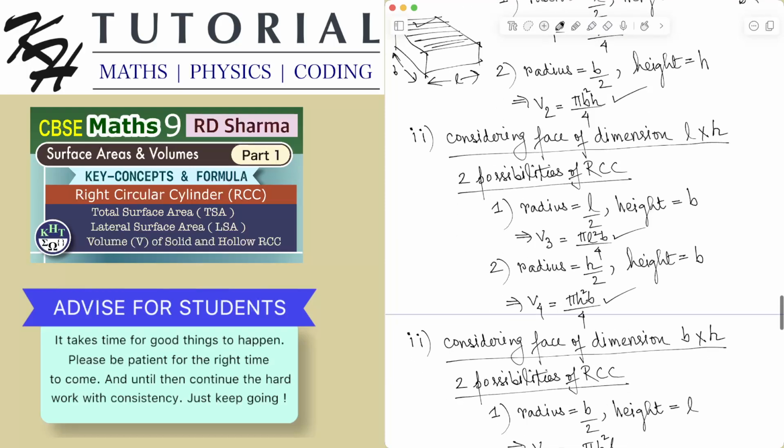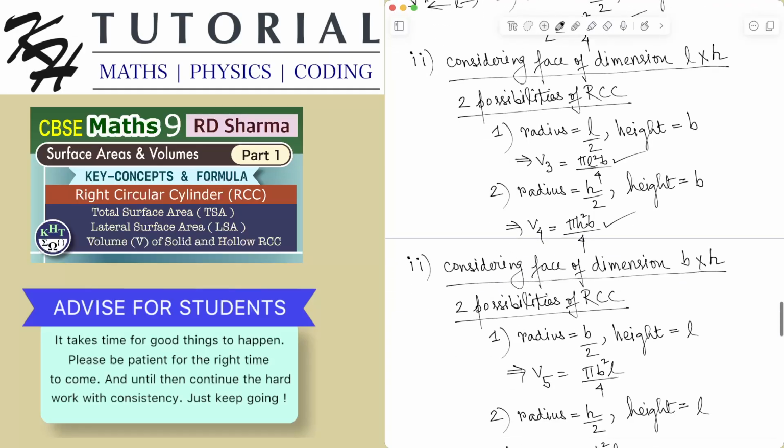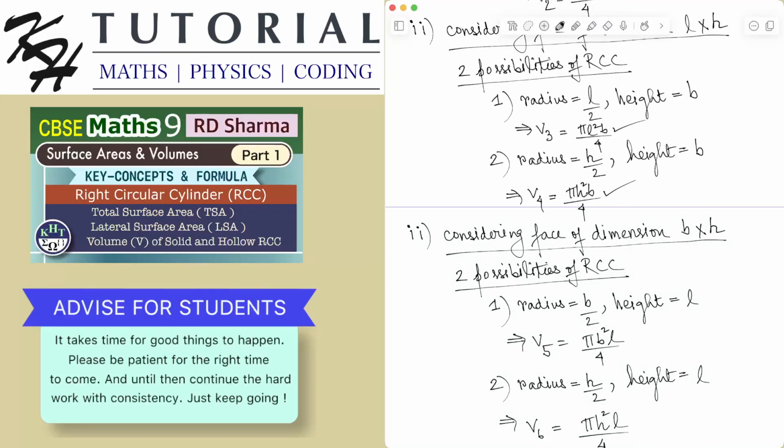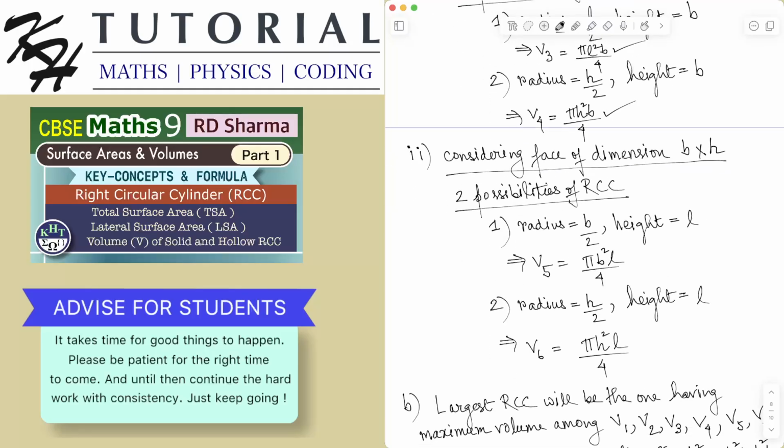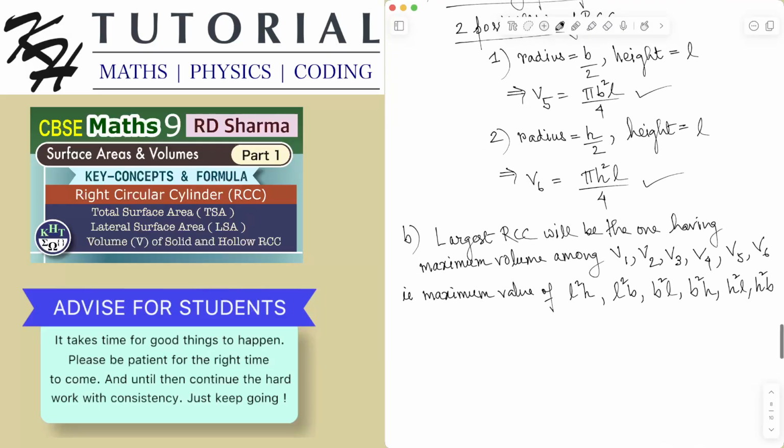Similarly, the third consideration of the two opposite faces of a cuboid, where the end faces of the RCC will lie, will have the dimension B by H, and in this case you will see there are two possibilities of creating an RCC, and the volumes will be pi B square L by 4 and pi H square L by 4. So essentially we are having 6 possible RCCs that you can think of cutting out from a cuboid of dimension L B H.